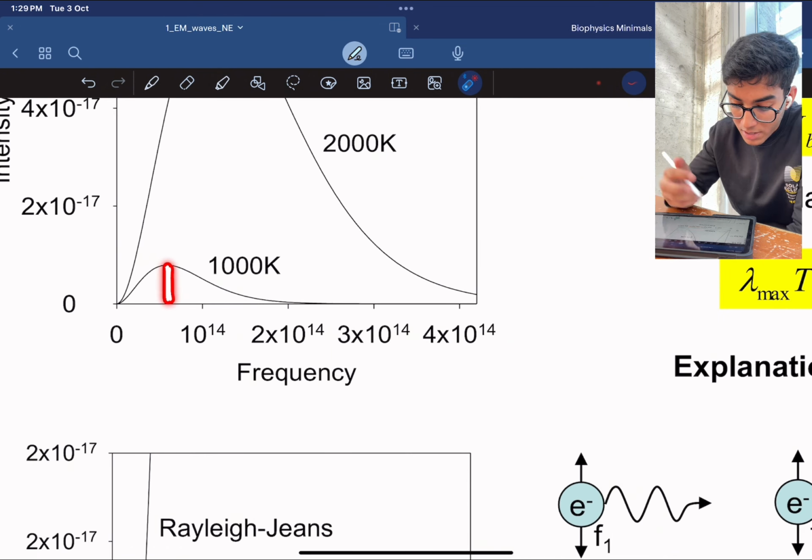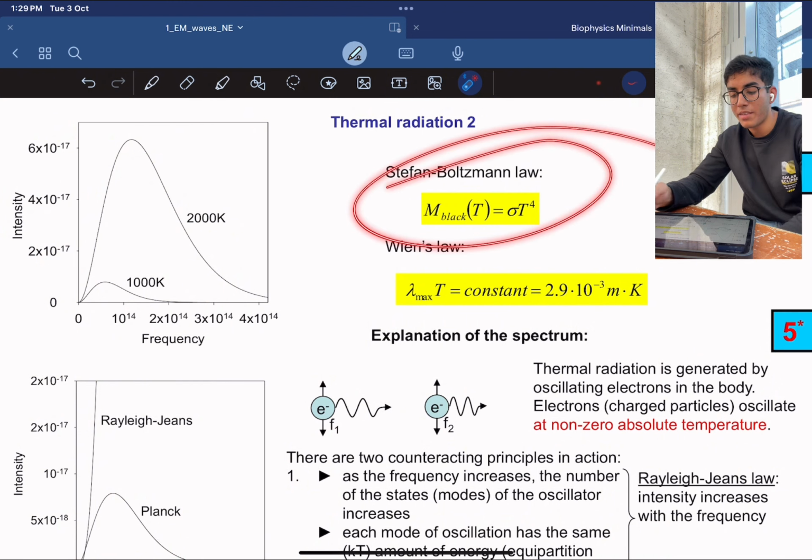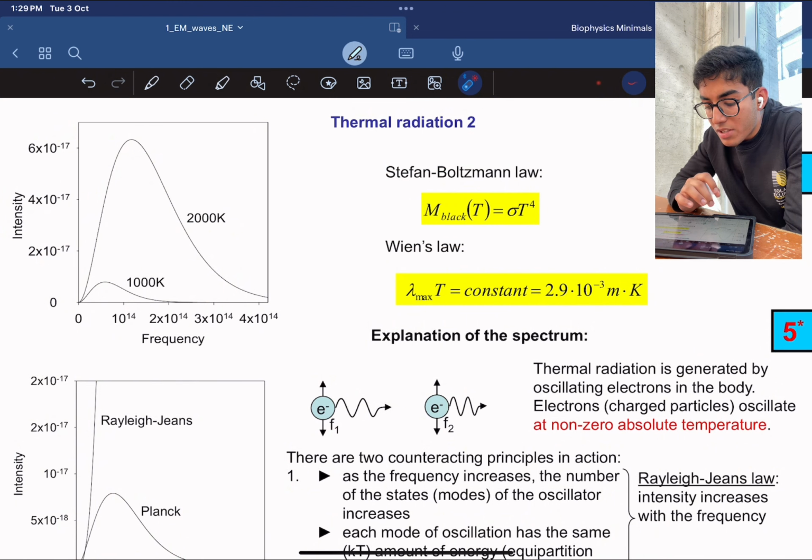So what I'm trying to say here is this wavelength into this is equal to 2.9 into 10 raised to minus 3, and this wavelength into this temperature is also 2.9 into 10 raised to minus 3. Isn't that cool? That is really cool. I find that cool. What does Boltzmann's law state?